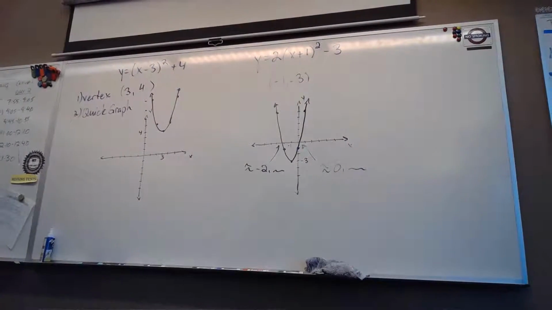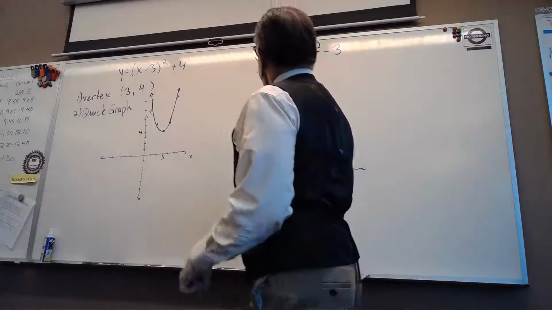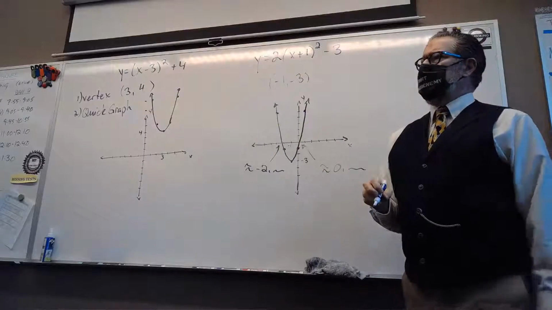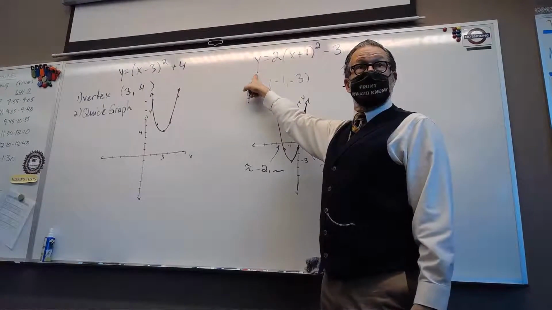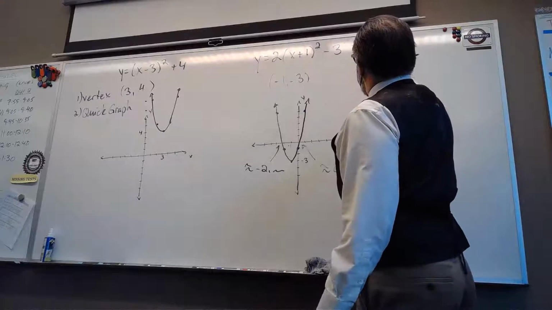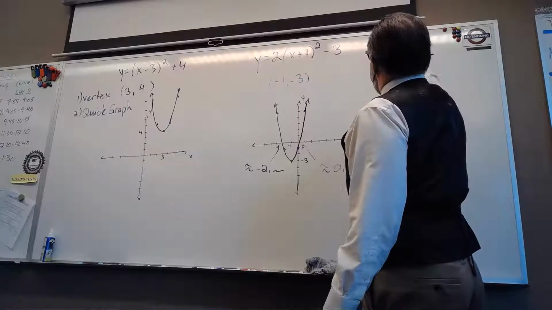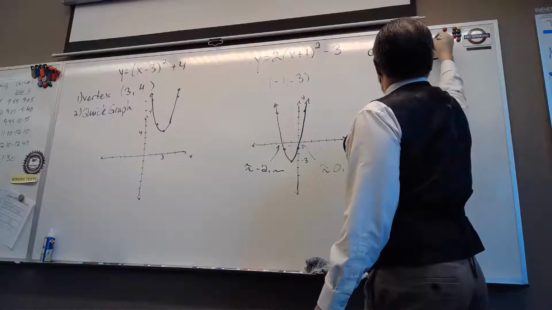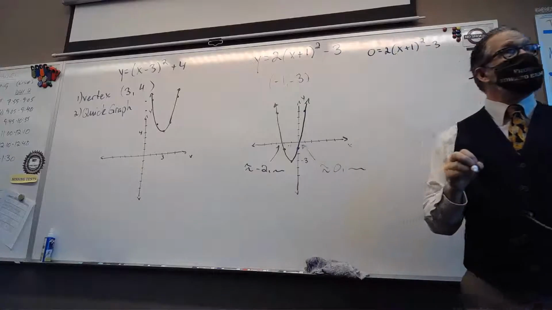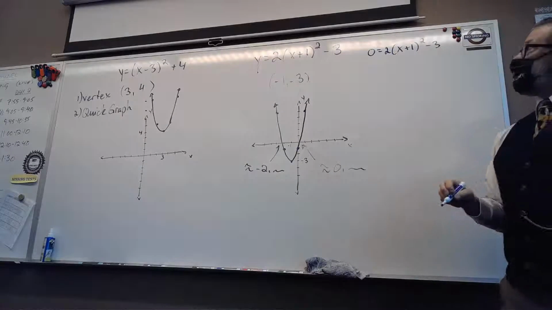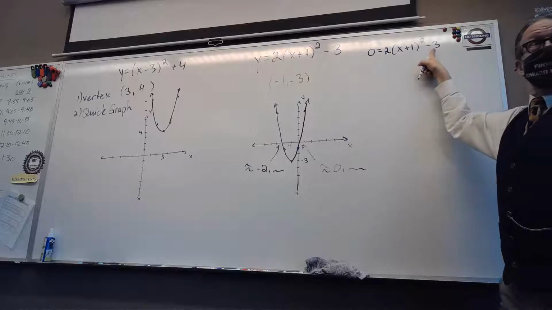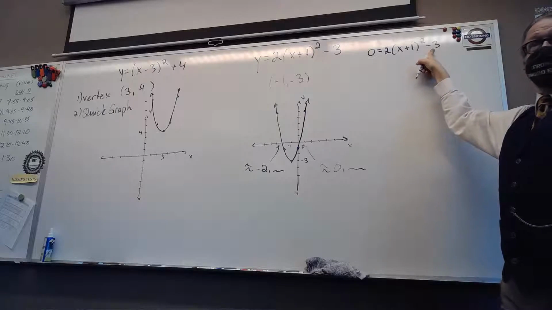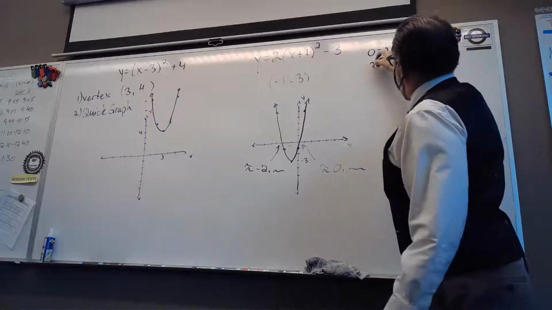Hey, that does bring up an interesting point, though. What if I wanted to know what the x-intercepts were? What's y equal to at the x-intercepts? 0. So could I write 0 equals 2 times (x plus 1) squared minus 3 and then just solve that for x? How do I get rid of a minus 3? Add 3 to both sides.